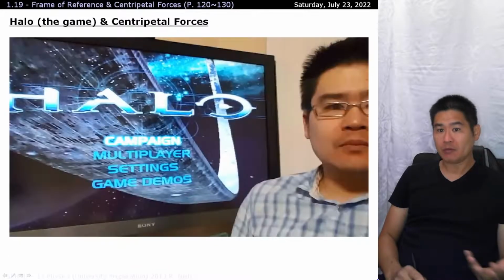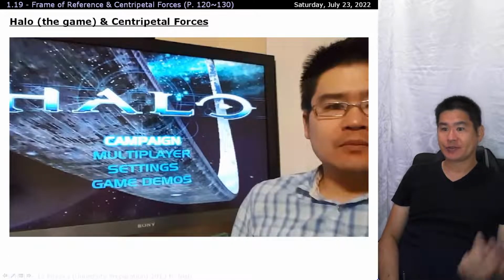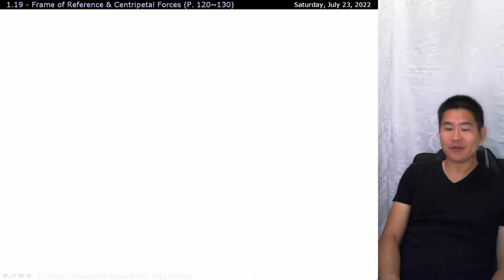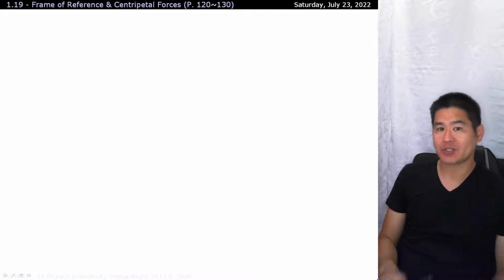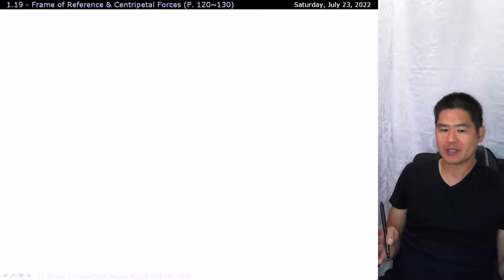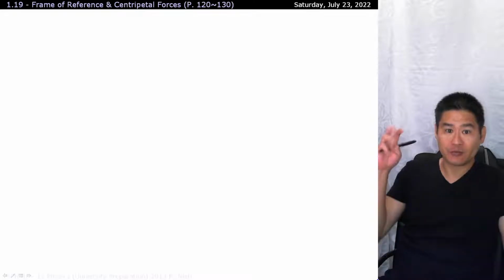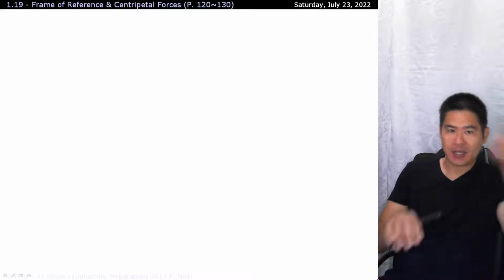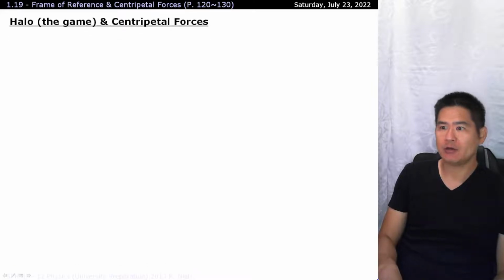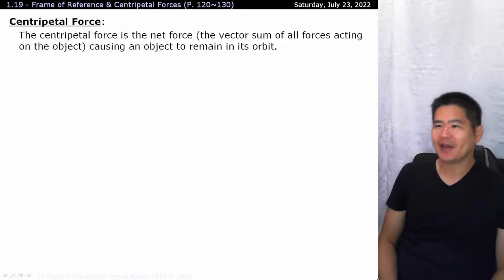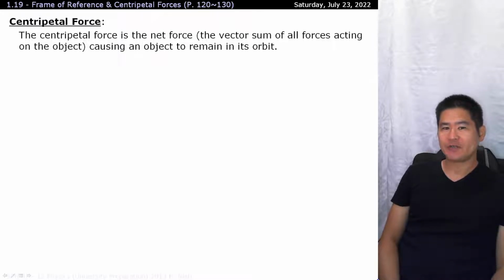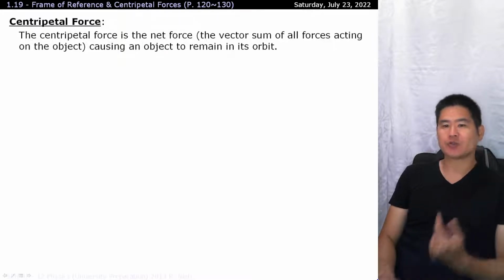In fact, a video game applies the centripetal force, and it's the game of Halo. I'll include a card somewhere up above or a link down below so you can watch that video as well. The whole game is under the premise that it's the centripetal force or the centrifugal force that allows you to stay on that planet called a halo. Hopefully I didn't spoil anything in the game if you haven't played it yet. So the centripetal force is the force that allows you to maintain that circular orbit.